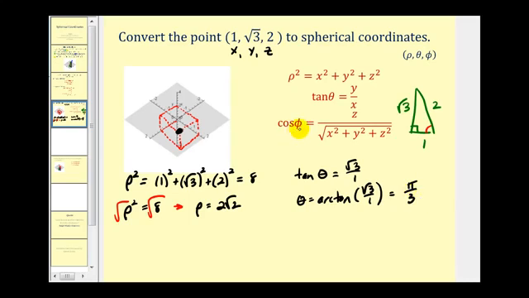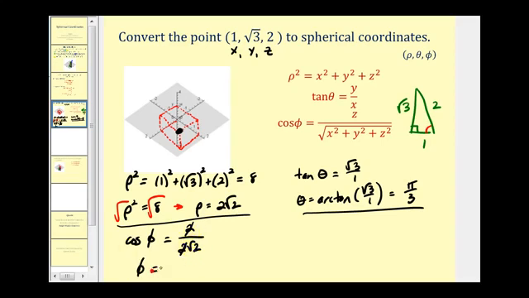And now we're left to find angle phi. So we can use this last equation here that states cosine phi is equal to z, which is 2, divided by the square root of x squared plus y squared plus z squared, which is the same as rho, and we found rho to be 2 square root 2. Well, this simplifies nicely. So if cosine phi is equal to 1 over square root 2, we know that phi is equal to arc cosine of 1 over the square root of 2.